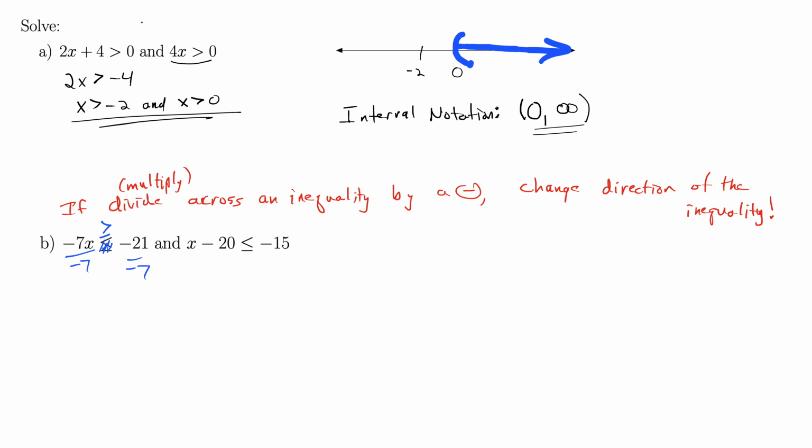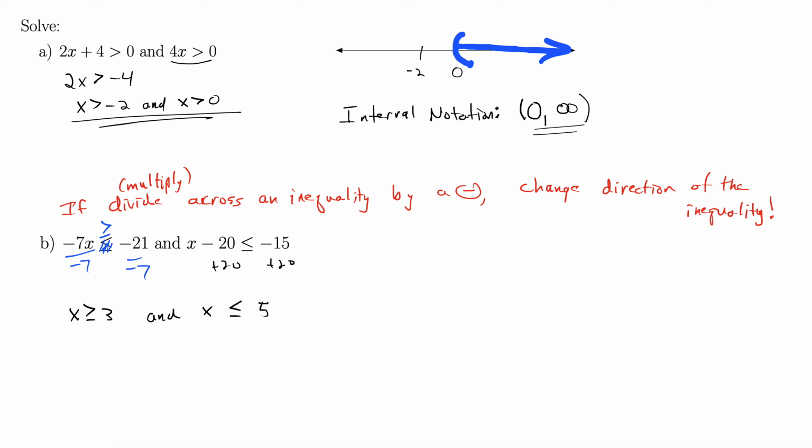So what does this leave us with here? We have x greater than or equal to 3. Okay, for the second one here, we just have to add 20 to both sides. Note, nothing to change on the inequality. It only works for multiplying and dividing is where we change the direction of that inequality. So here we have and x is less than or equal to 5.